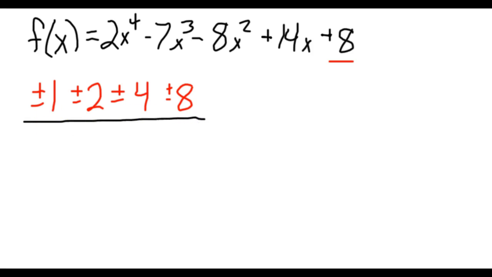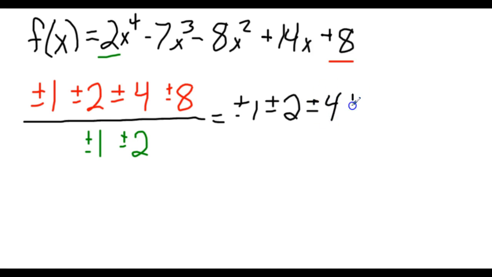Now we need to take the factors of our leading coefficient, which are plus or minus 1, plus or minus 2. So now we're going to simplify all this. We need to take every number in the numerator divided by both numbers in the denominator. So if we take every number in the numerator divided by 1, we get plus or minus 1, plus or minus 2, plus or minus 4, plus or minus 8.